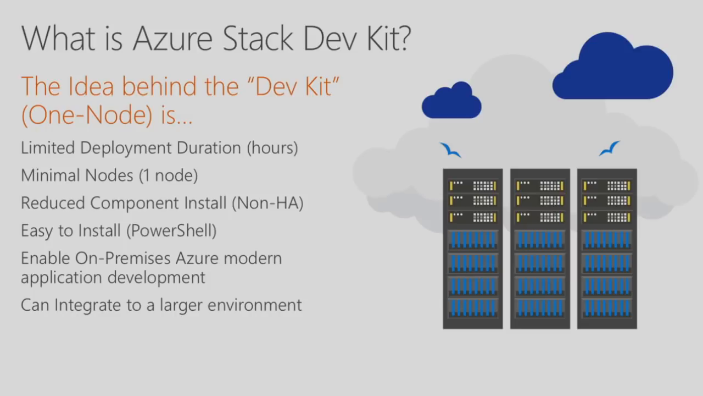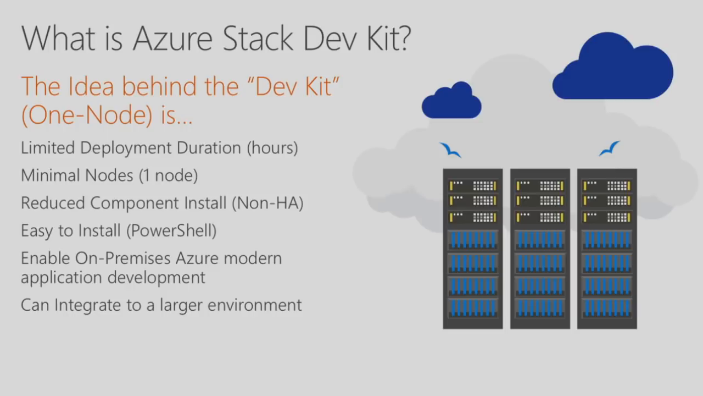But what this does is it reduces the amount of components that it installs. So instead of 3 DCs, which you get with a multi-node, it's 1 DC. Instead of 3 XRP VMs, there's 1 XRP VM. You get the idea there.